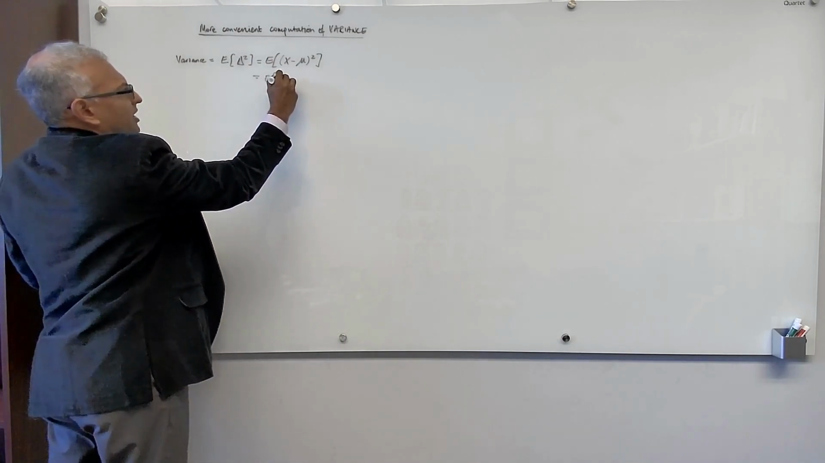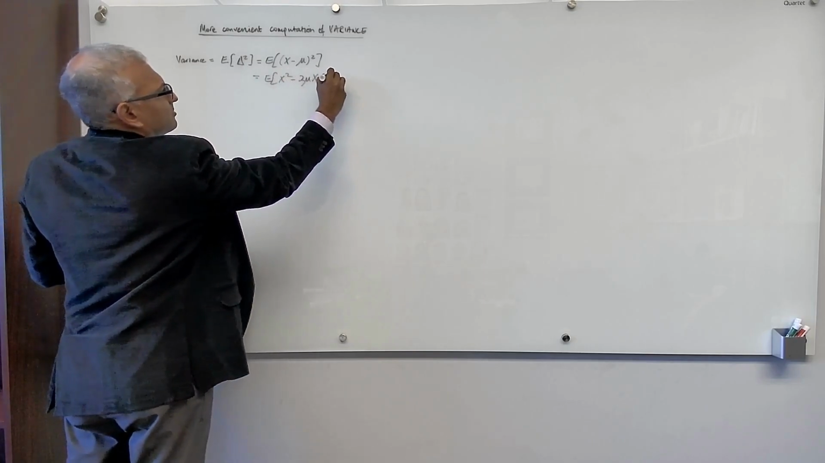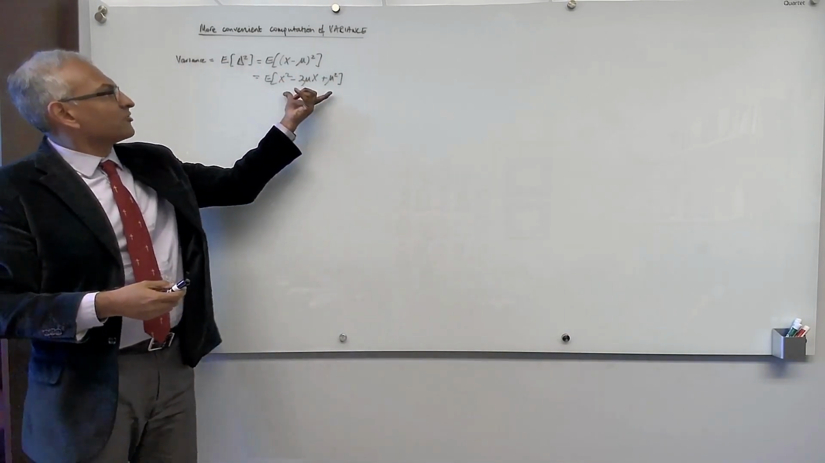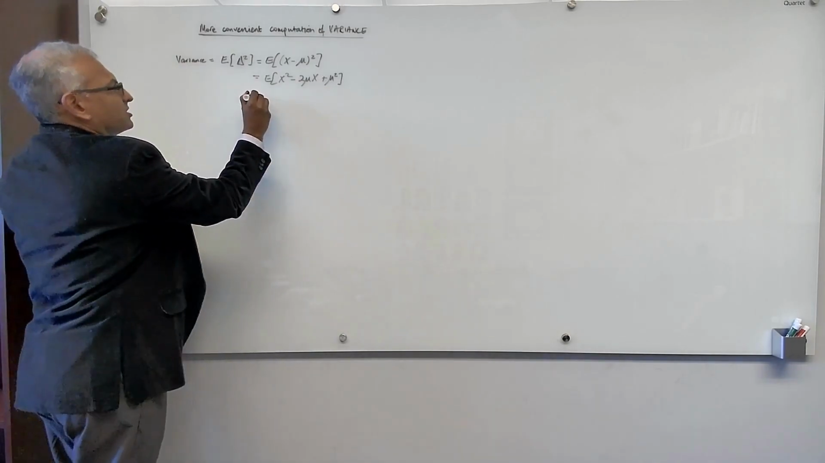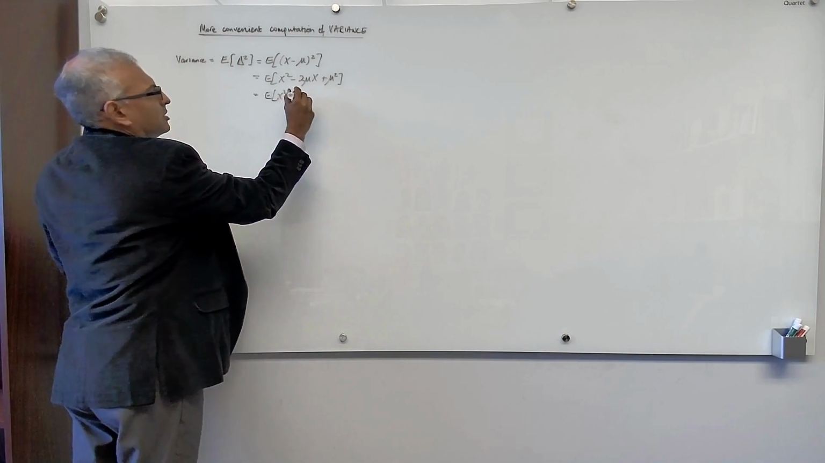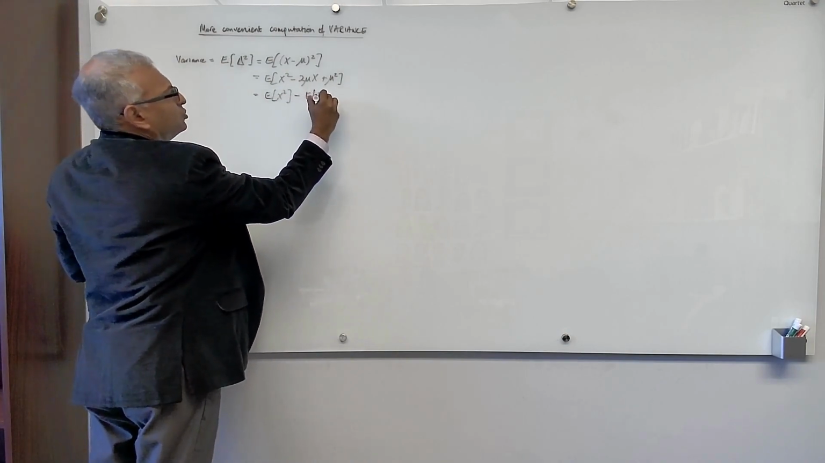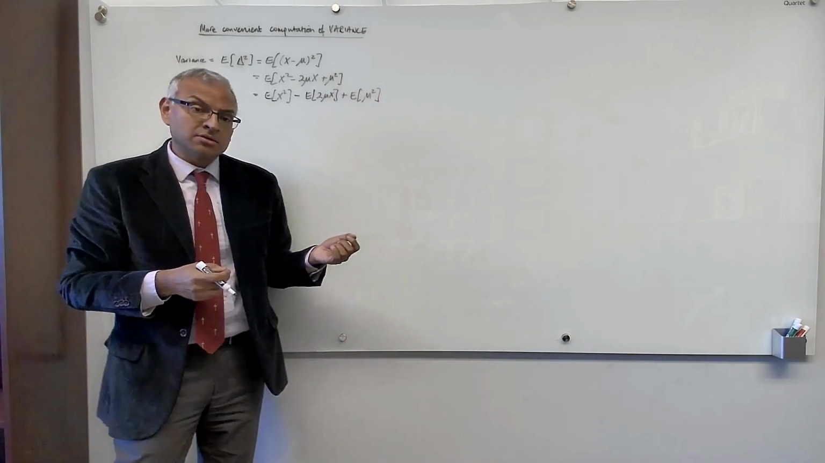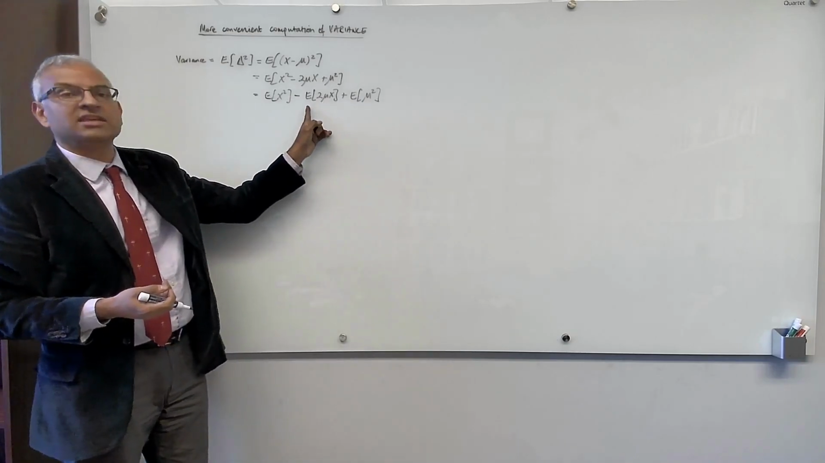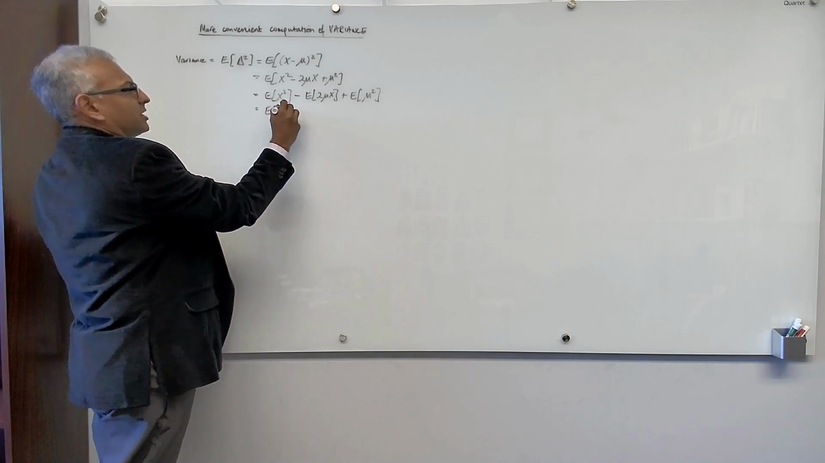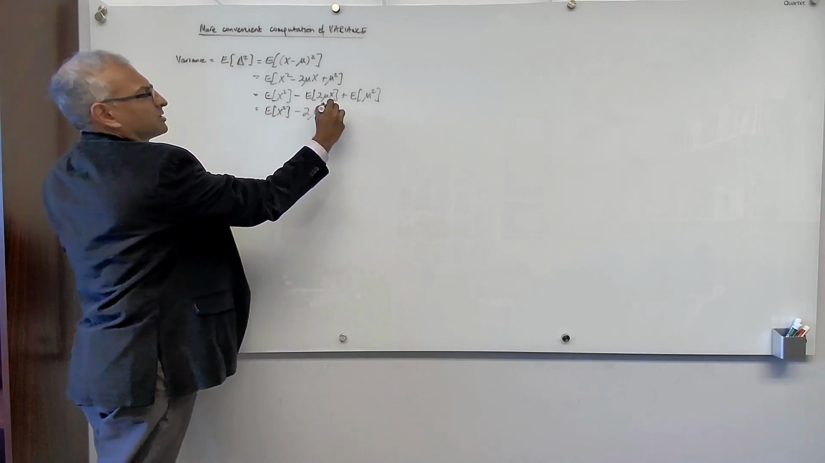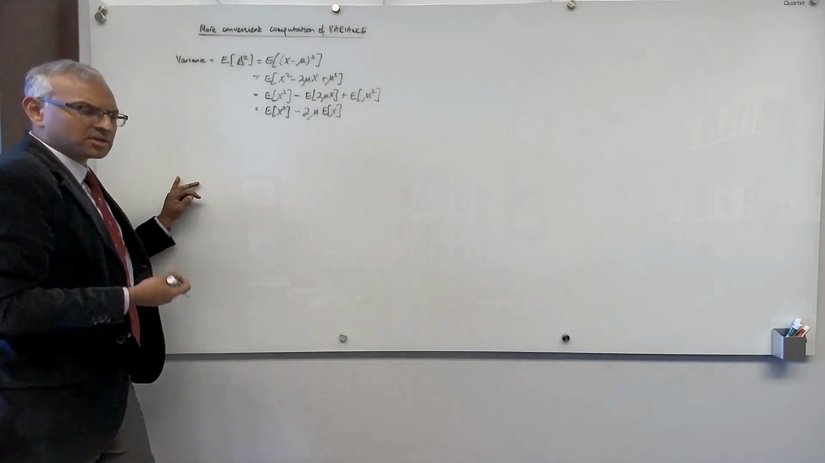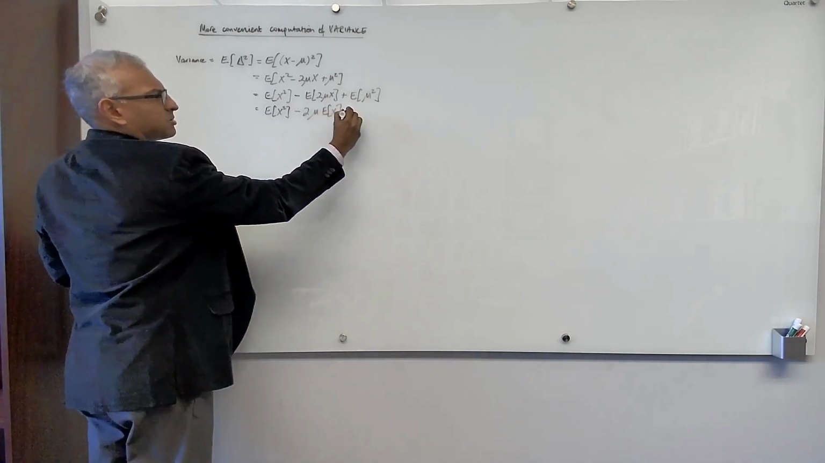So this is the expected value of x squared minus 2 mu x plus mu squared. Now, we're going to use this fundamental rule for expectations, which is that the expected value of a sum is the sum of expected values. So this is equal to the expected value of x squared minus the expected value of 2 mu x plus the expected value of mu squared. And now, again, linearity of expectation, you can pull a constant outside the expected value. So this is the expected value of x squared minus 2 mu times the expected value of x, and then plus the expected value of mu squared, which is just mu squared, since mu is a constant, the mean of the random variable. It's not random, it's just a constant.